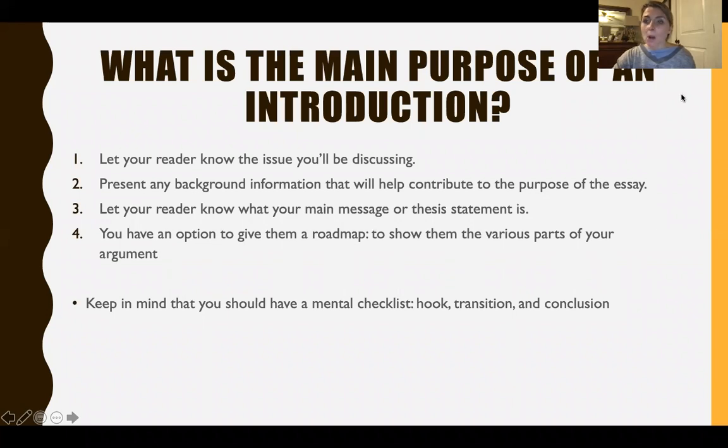So, what is the main purpose of an introduction? The main purpose of an introduction is to first let your reader know the issue you'll be discussing. What topic are you arguing? Secondly, you're going to be presenting any background information that's going to help contribute to the purpose of the essay. For you guys, this would be a great place to give a little bit of background information about the person that you are trying to argue is the best leader in your field. Maybe you're going to talk a little bit about their accomplishments or who they are or what they're known for. It's a great place to just capture your reader's attention so they know the focus.